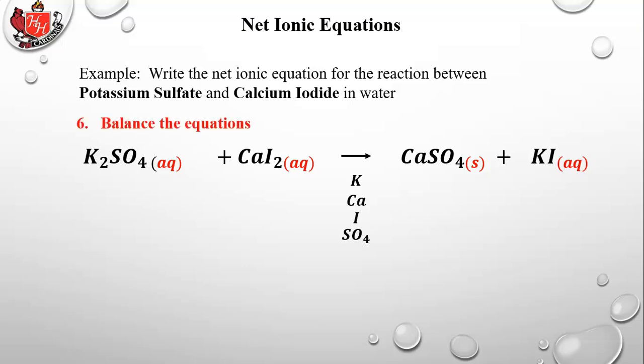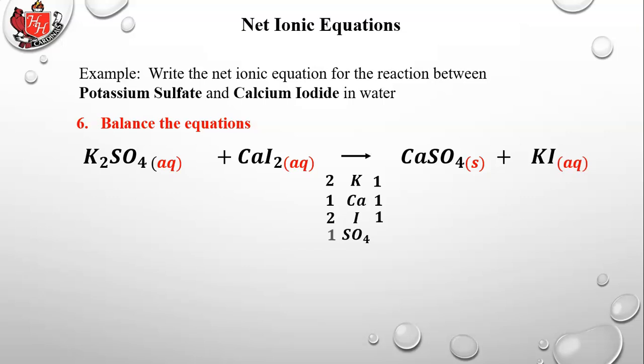Okay, so now we're on step 6. We've got to balance the equation just like we've done before. You can use the box method if you want. Here we'll just count atoms. So on the left we have 2 potassiums. On the right we have 1. On the left we have 1 calcium. On the right we have 1. On the left we have 2 iodines. On the right we have 1.